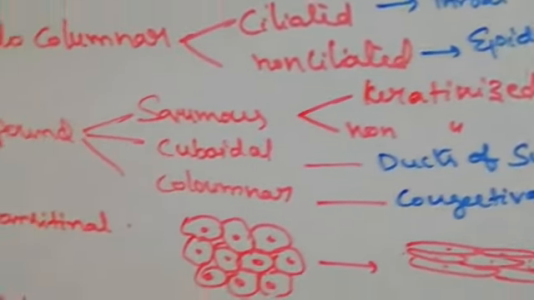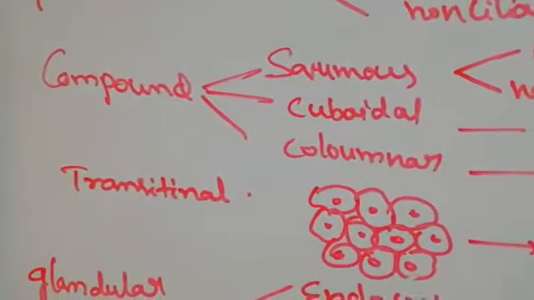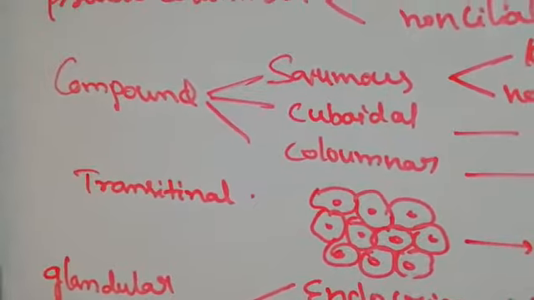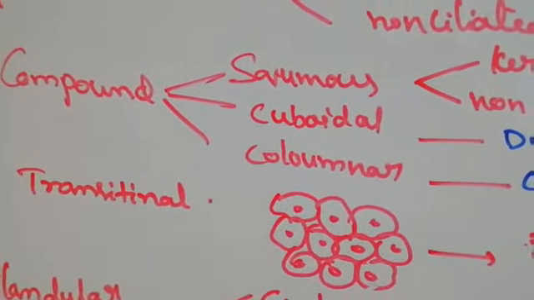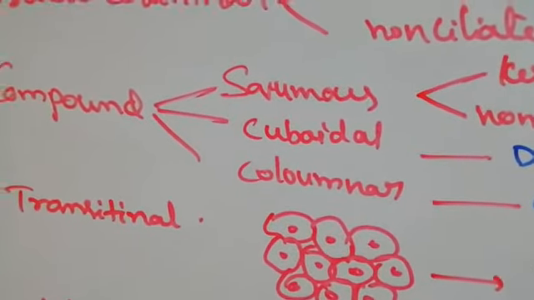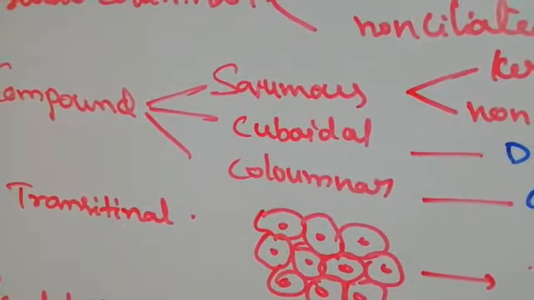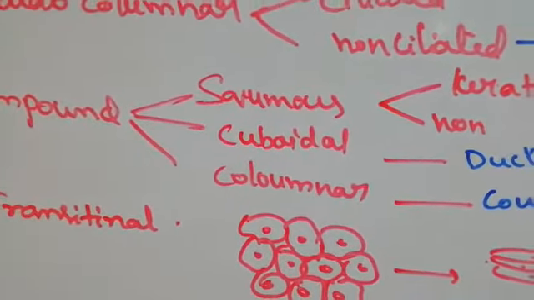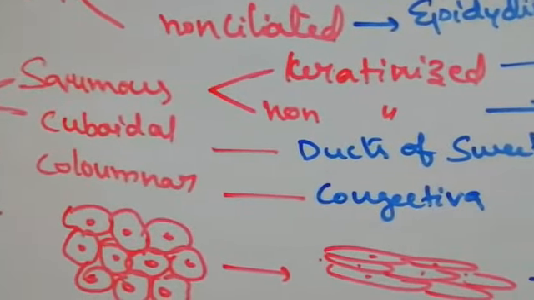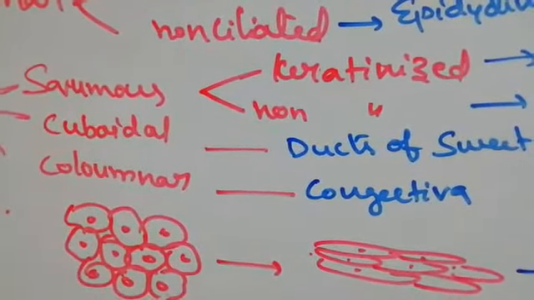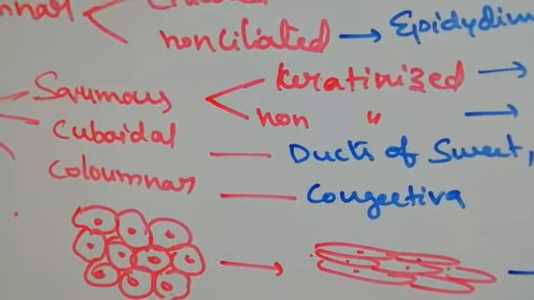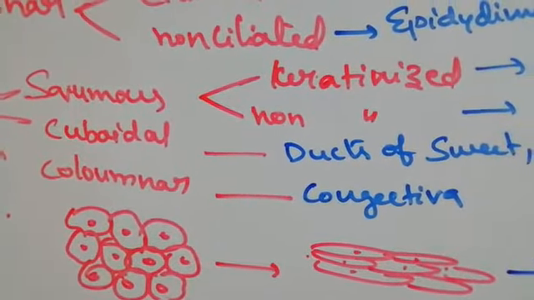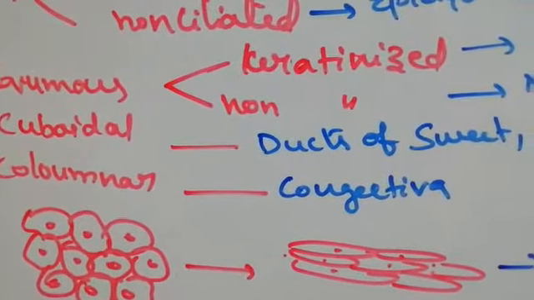Next type of epithelial tissue is the compound, which we also call stratified. This compound epithelial has three types. First one is the stratified squamous. Stratified squamous is further divided into keratinized and non-keratinized. Keratinized means formation of dead tissue. Where moisture is present, this keratin tissue is not forming.